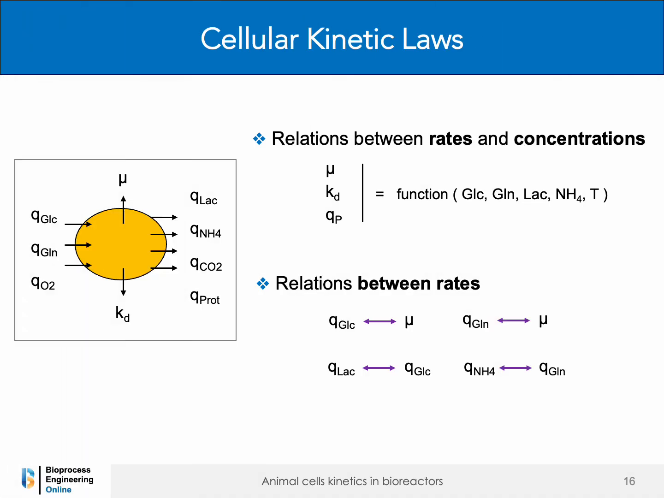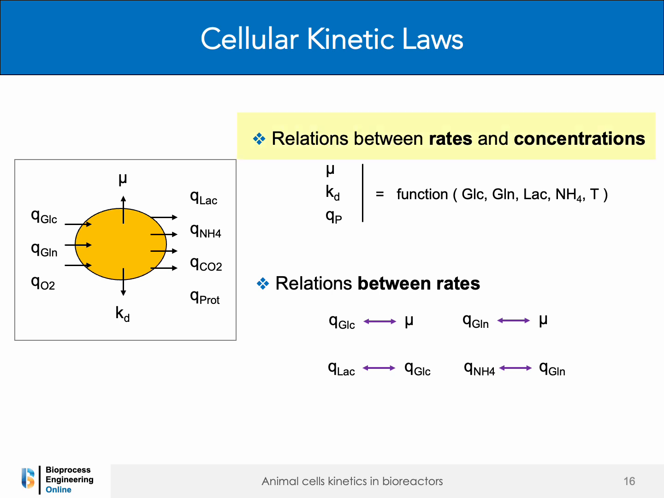The influence of environmental conditions on cellular behavior is described by kinetic laws. These are mathematical relationships that predict specific cellular rates from variables such as nutrient concentrations, metabolite concentrations, temperature, or other culture conditions. In animal cell kinetics, two main categories of kinetic laws are commonly used.